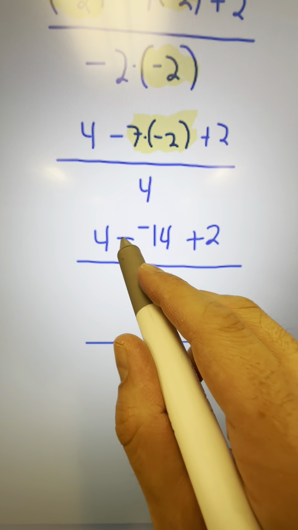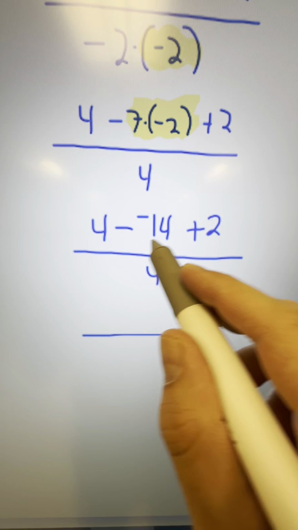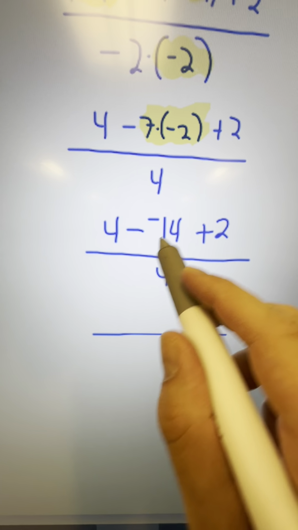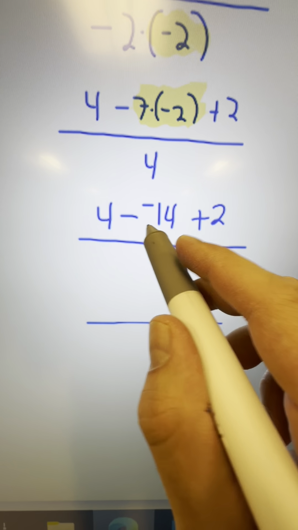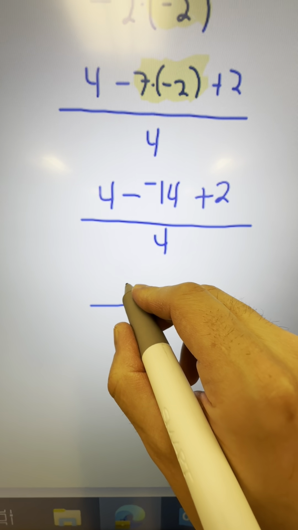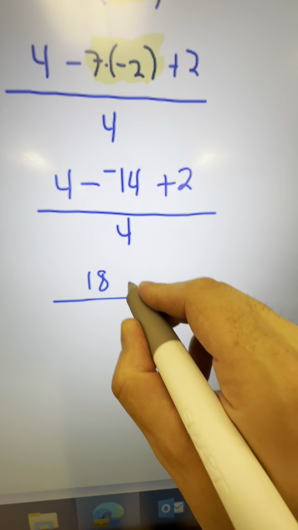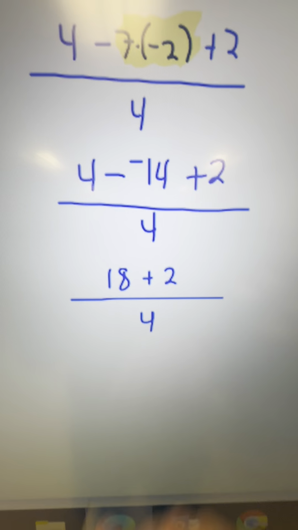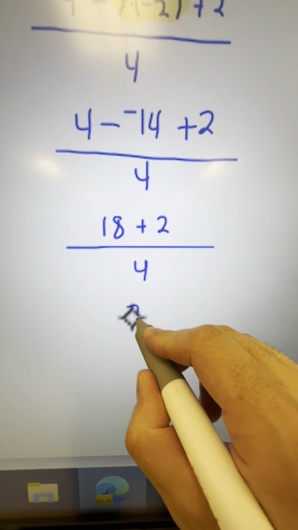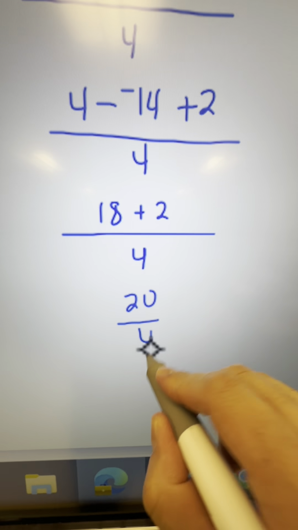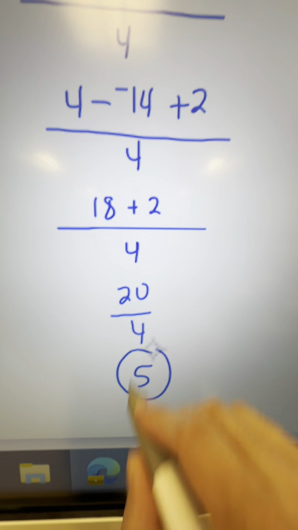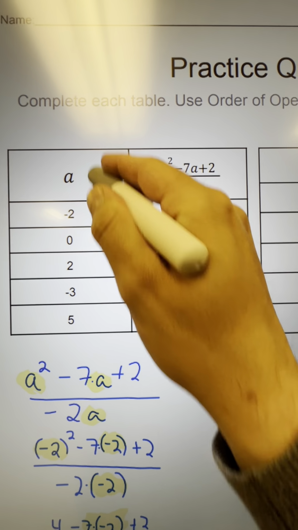And then the next step, I have subtraction and addition. I'm going to simplify from left to right. So that means I'm going to do this part here first because it appears first. 4 minus -14 is going to give me +18. Bring down my +2 and my 4. Then I'm going to get 18 plus 2 is 20, because that's the last thing to do up top. And then 20 divided by 4 is +5. That's my final answer.